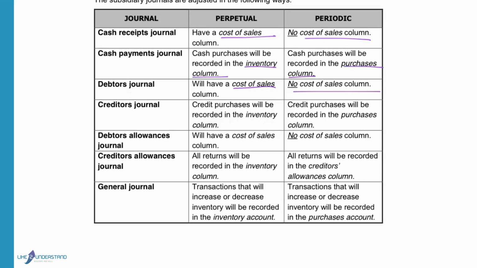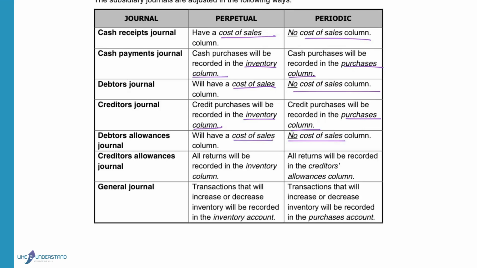In the creditors journal, credit purchases are recorded in the inventory column. Because you don't use your inventory account in the periodic system, it will be recorded in the purchases column. Debtors allowances journal will have a cost of sales column in perpetual, and there will be no cost of sales column in the periodic system.